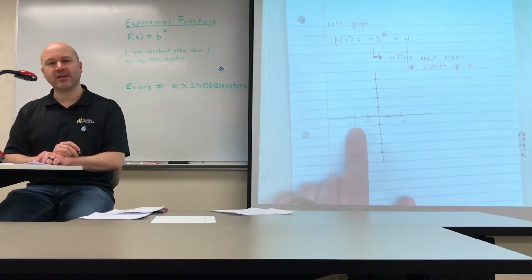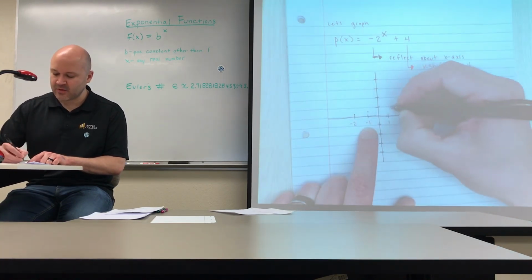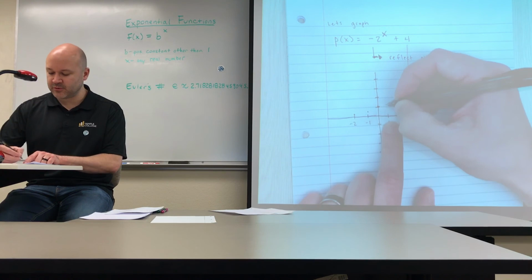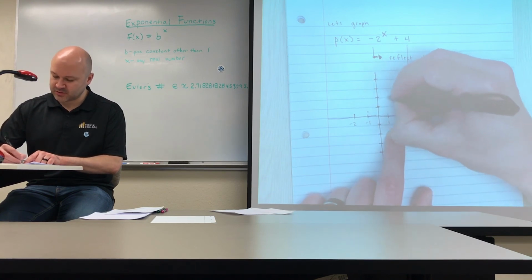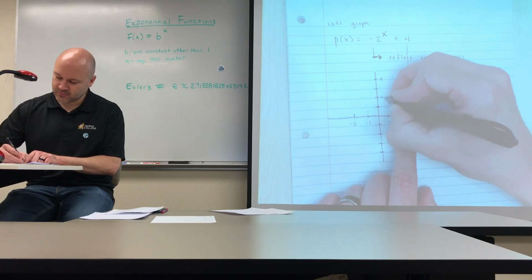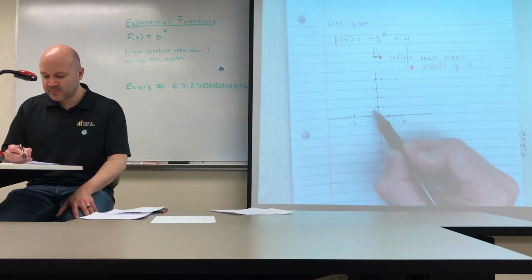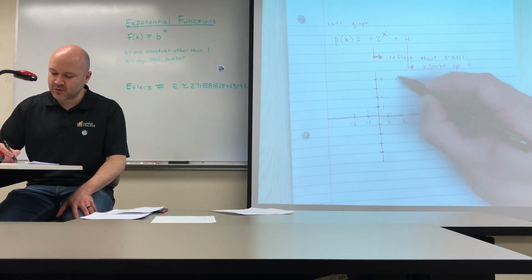I remember negative 2 mapped to a quarter, negative 1 was a half, 0 is the y-intercept. 2 to the first power is 2. 2 squared is 4. So I can kind of see my parent exponential graph.